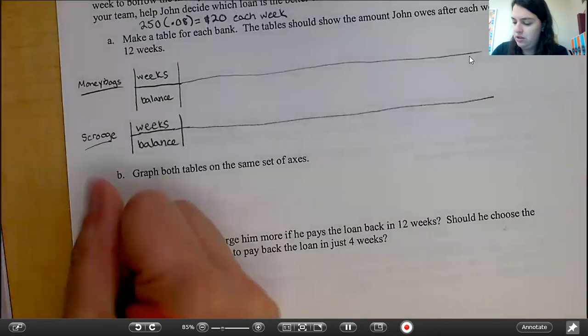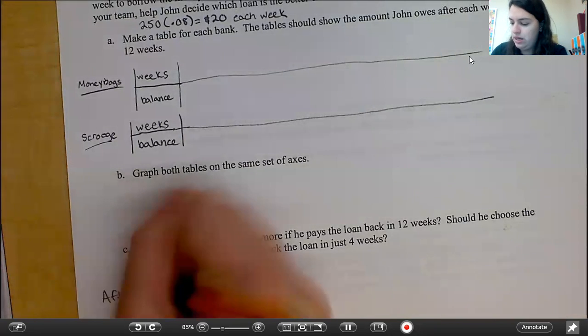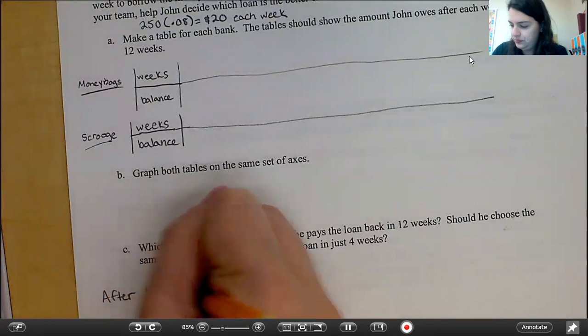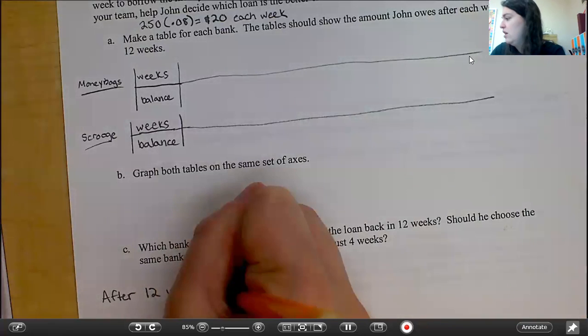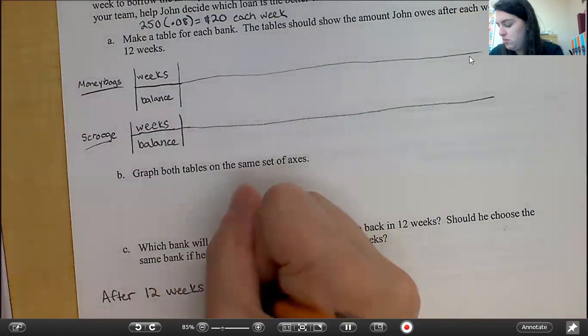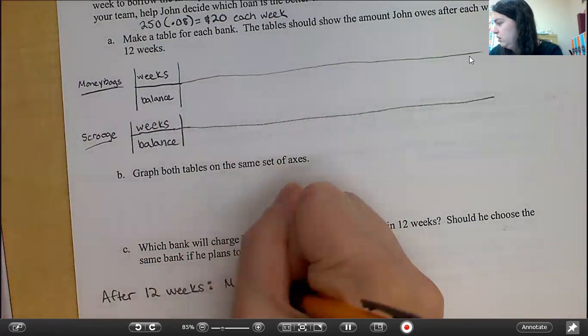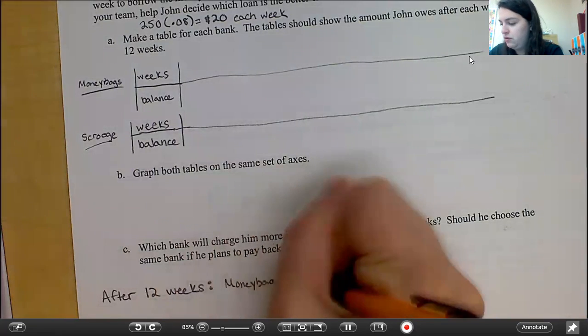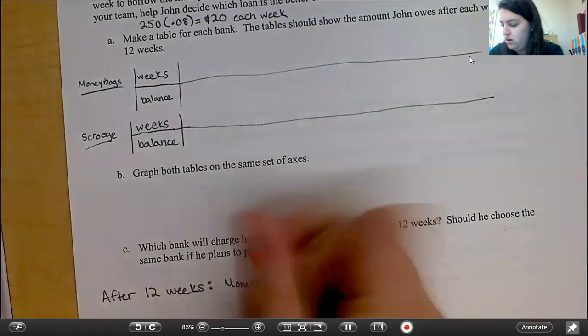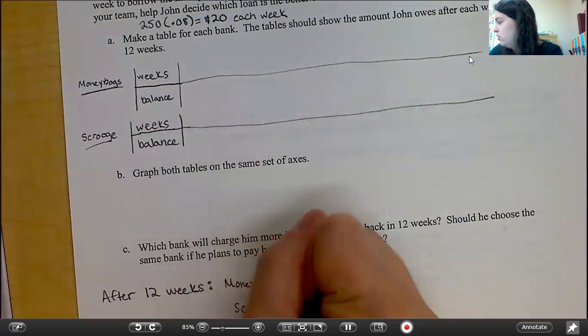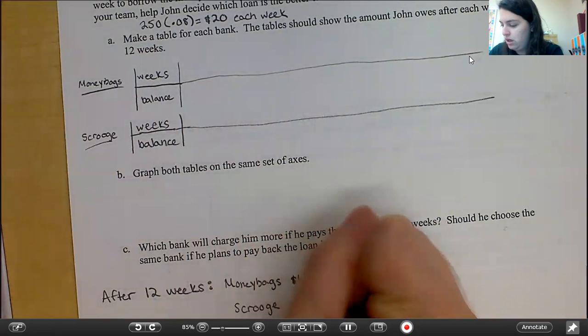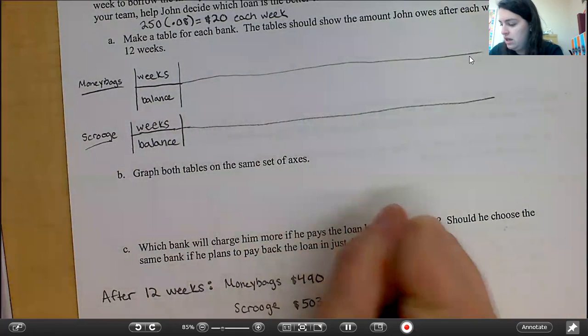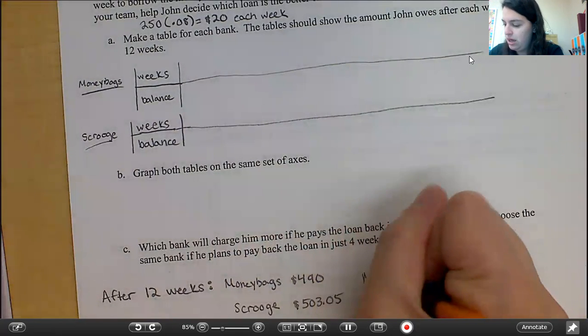If you're back with me, you've answered C. So after 12 weeks, he owes Moneybags $490, but he owes Scrooge $503.05, which would make Moneybags the better choice.